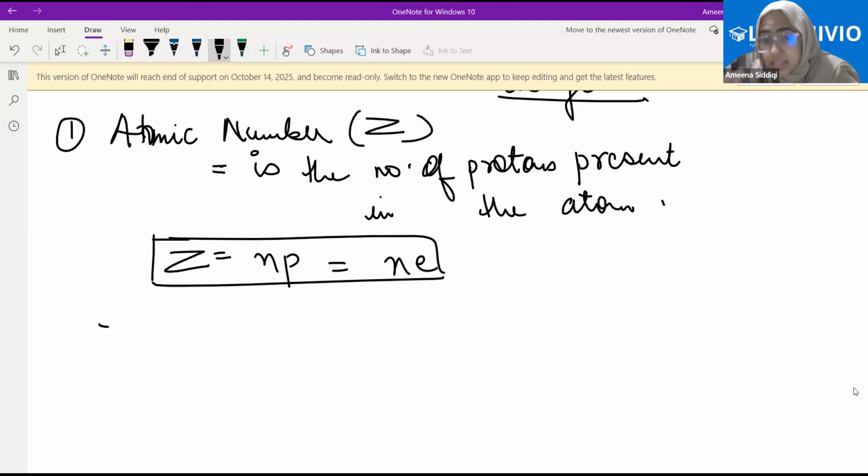That means if I say that all the atoms of a particular element will have the same atomic number, is that statement correct? Yes, ma'am. Very good. Why is it correct? Because elements have the same type of atoms. And how do we know that atoms are of the same type? If their atomic number is the same. Therefore, all the atoms present in a particular element will have the same atomic number. Is it clear, bachcho?